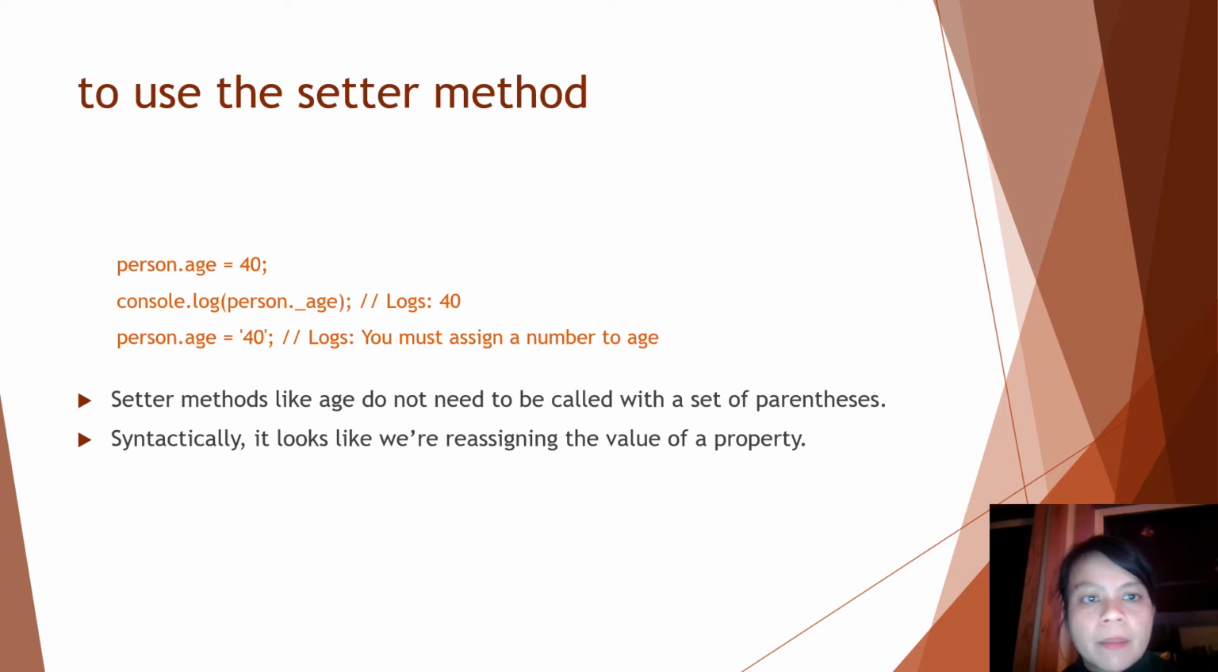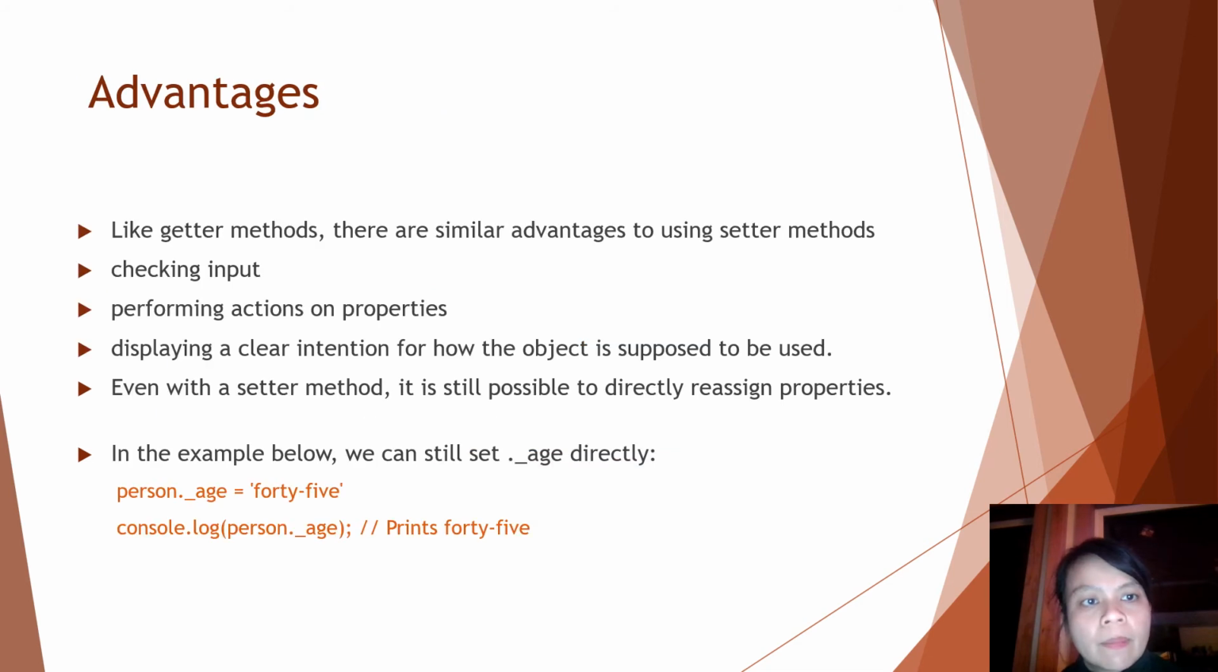So to use the setter method, setter methods like age don't need to be called with a set of parentheses. And syntactically, it looks like you're just reassigning the value of a property. Like getter methods, there are similar advantages to using setter methods, like checking input, performing actions on properties, displaying a clear intention of how the object is supposed to be used. Even with the setter method, it's still possible to directly reassign properties. So in the example below, we can still set _age directly.